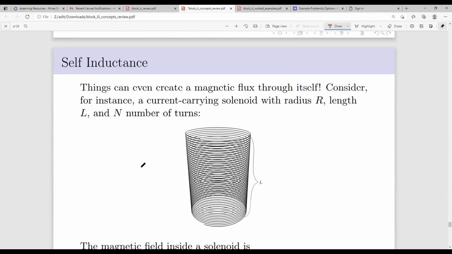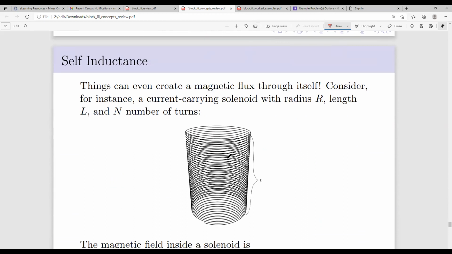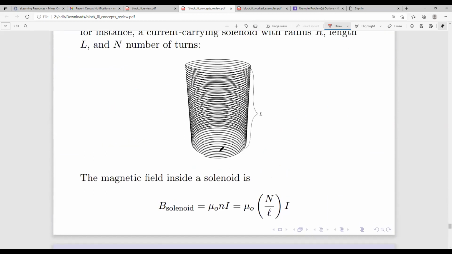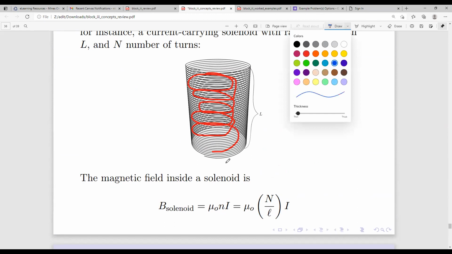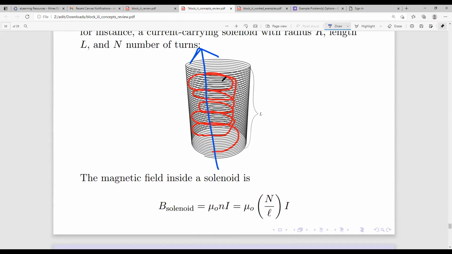You don't need two coils to do this. Sometimes things can create magnetic fluxes through themselves. For instance, if I have a solenoid and I turn on a current in that solenoid, it's going to produce a magnetic field through itself. But Faraday's law tells us that whenever you have a changing magnetic field through yourself, you're going to have an induced EMF. That's what self-inductance is.